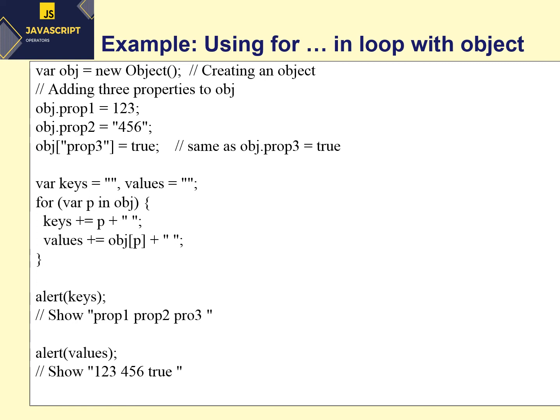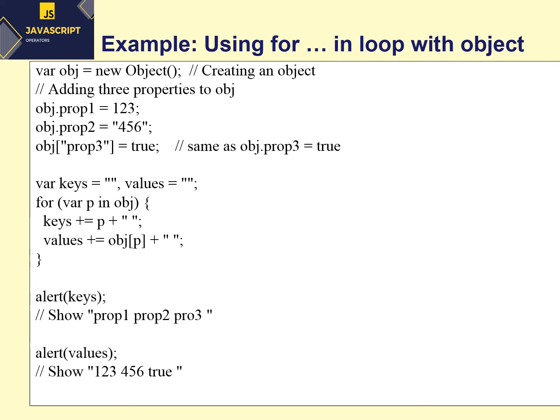The first statement is var obj is equal to new Object. Here obj is a variable which is declared as an object. After that, obj.prop1 is equal to "1, 2, 3". Which means that we are adding a property to the object obj, and for that particular property the value it holds is 1, 2, 3. So the name of the property is prop1 and it is having the value 1, 2, 3.